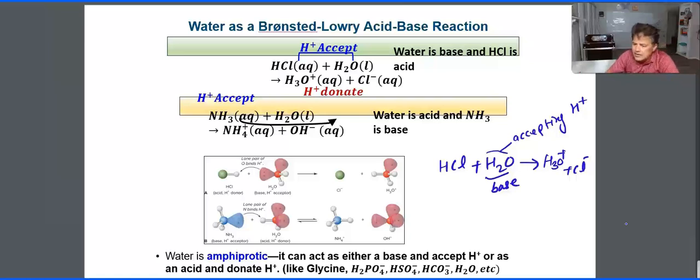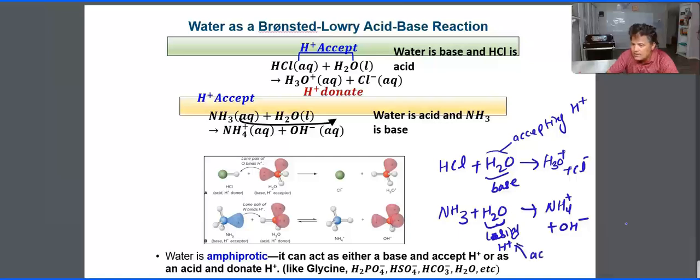In another case, let's see NH3 plus H2O. Then it becomes NH4 plus and OH minus. What is water doing? It is losing, or donating, H plus. That's why it is an acid in this case. That's why water is both. So water is amphiprotic. It can act as either a base or an acid for the H plus ion. There are other amphiprotic species, for example H2PO4 minus, HSO4 minus, HCO3 minus, H2O, etc.